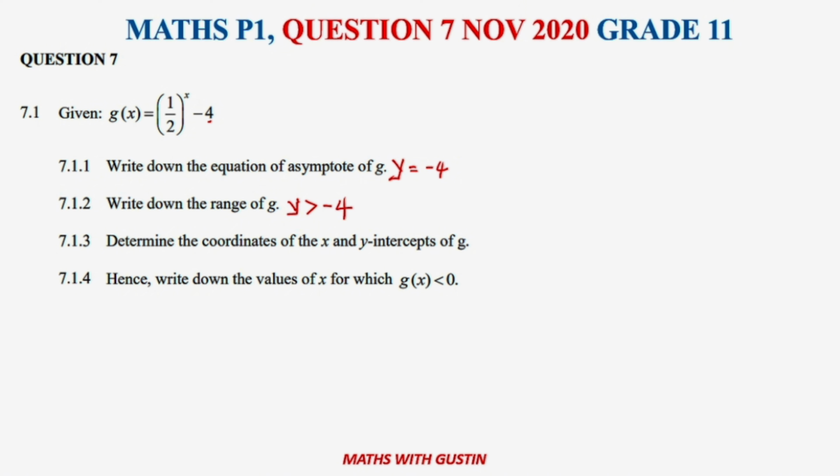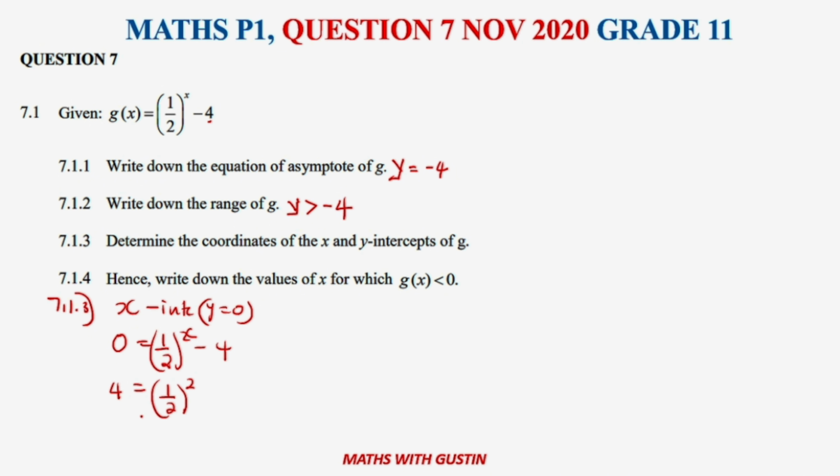7.1.3 says determine the coordinates of the x and y intercepts. Now we're going to start doing some writing. We get the x intercept when y is equal to 0. So on our function, y is 0, we're going to have half to the power of x minus 4. Now we're going to take 4 to the other side. It's going to give us 4 is equal to 1/2 to the power of x.